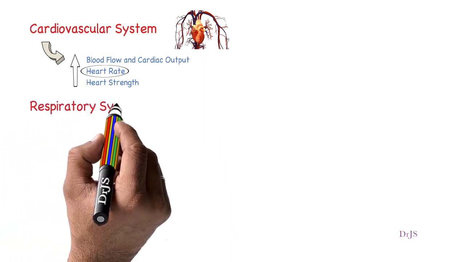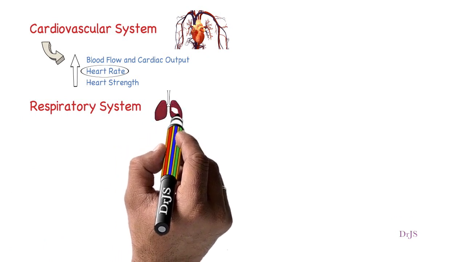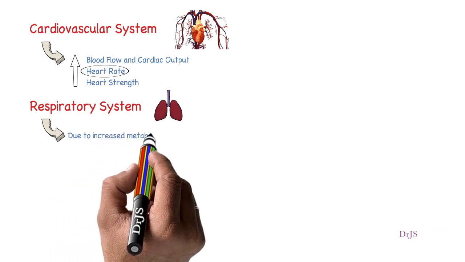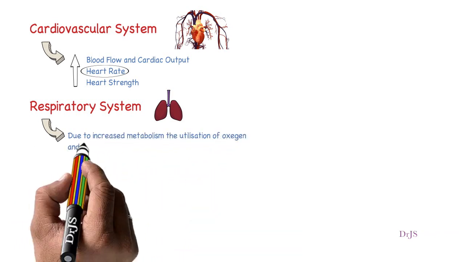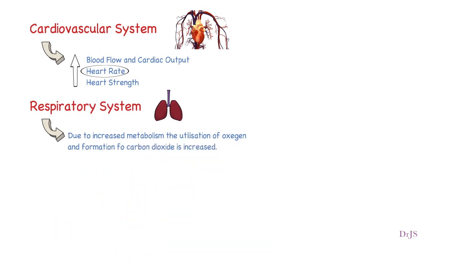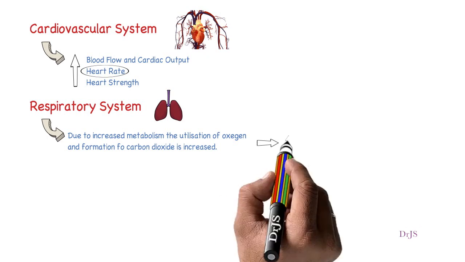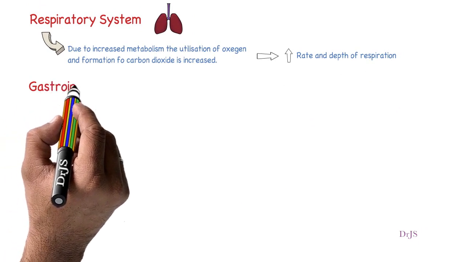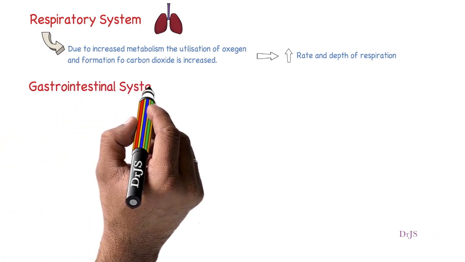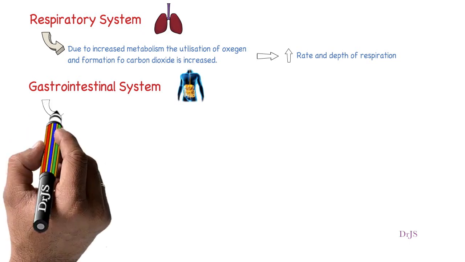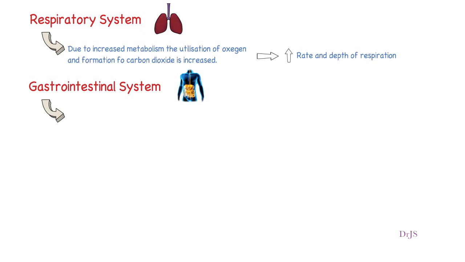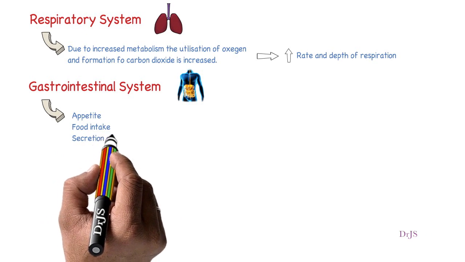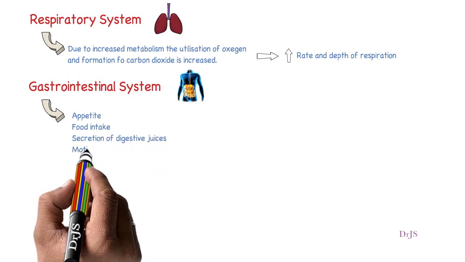Effect on the respiratory system. The increased rate of metabolism increases the utilization of oxygen and formation of carbon dioxide. These effects activate all the mechanisms that increase the rate and depth of respiration. Effect on the gastrointestinal system. Thyroid hormone increases both the rates of secretion of the digestive juices and the motility of the gastrointestinal tract.